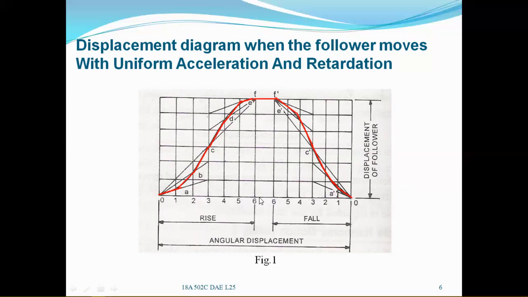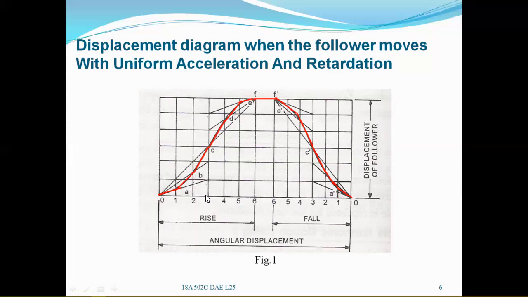And after division of these, draw the vertical lines from each point 1, 2, 3, 4, 5, 6 and 6 dash, 5 dash, 4 dash, 3 dash, 2 dash, 1 dash. Draw all the vertical lines. And now, the mid vertical line of these 6 vertical lines, that is the third one, divide this stroke length. This length is equal to the stroke length or lift of the follower or displacement of the follower.